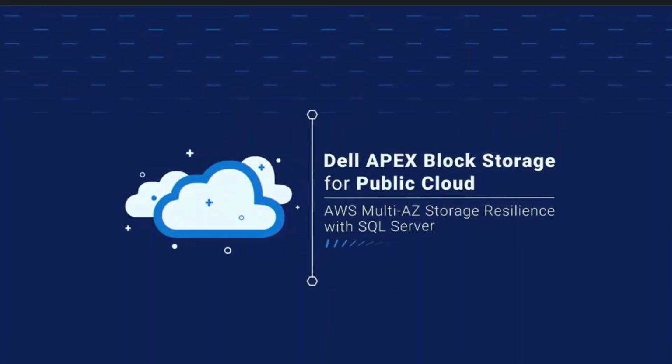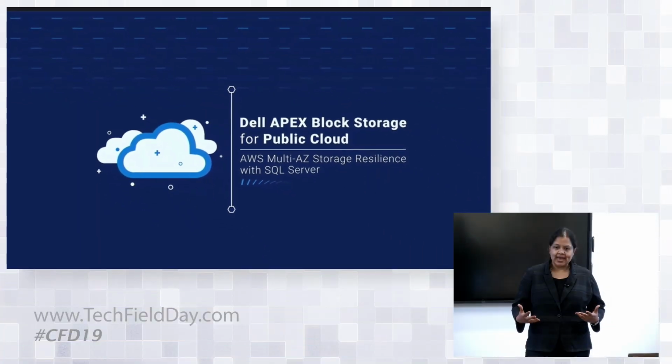So in the previous session, Chad talked about how to deploy Apex Block Storage. Right now, we are assuming that the Apex Block Storage cluster has been deployed across multiple availability zones, 3 AZs in this scenario. And we'll talk about how the Apex Block Storage cluster reacts when one of the availability zones goes offline or is stopped. The storage nodes in that availability zone are stopped.